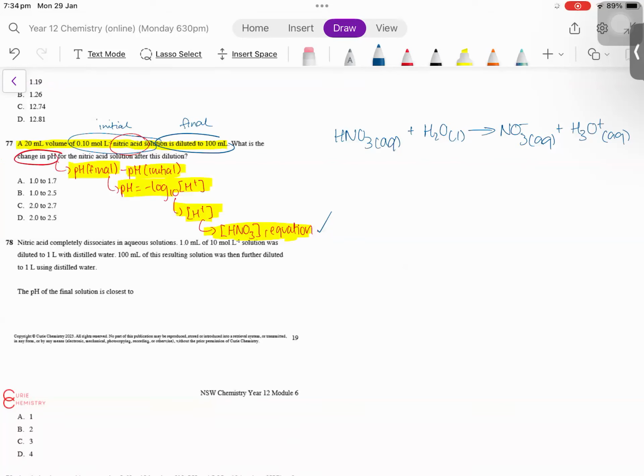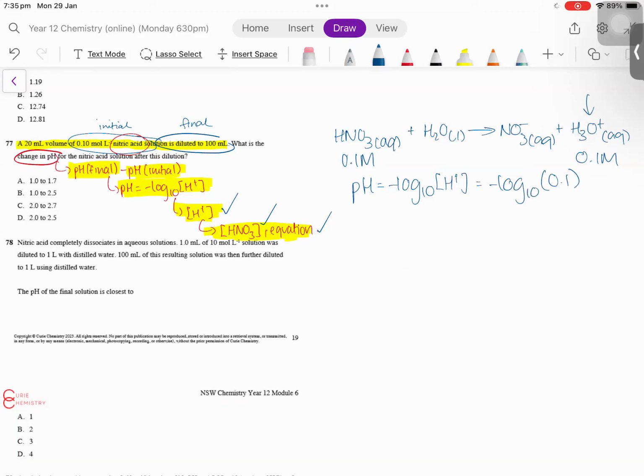Okay, so that's my HNO3. My concentration of HNO3 at the start is 0.1 molar. Savan, working backwards, I've got my concentration of HNO3. What's my concentration of the protons on this side? It's the same, so it's 0.1. It's 0.1 as well. Good. Working backwards again, I sub that into my pH equation. Negative log base 10 of H plus, which is negative log base 10 of 0.1.